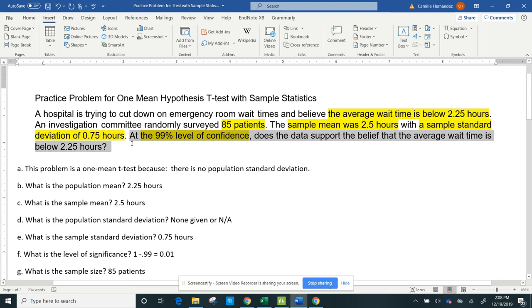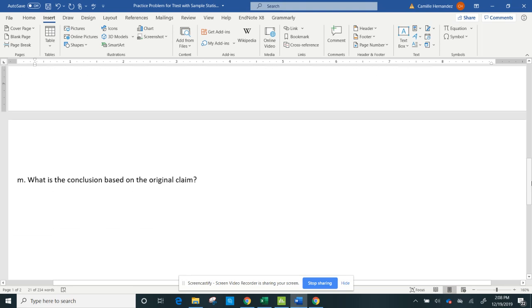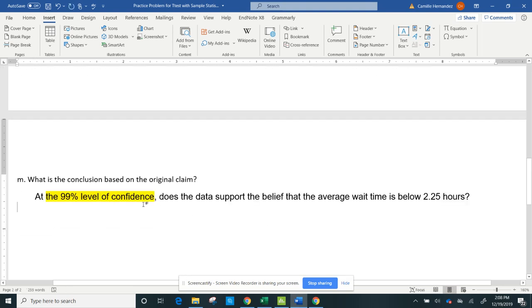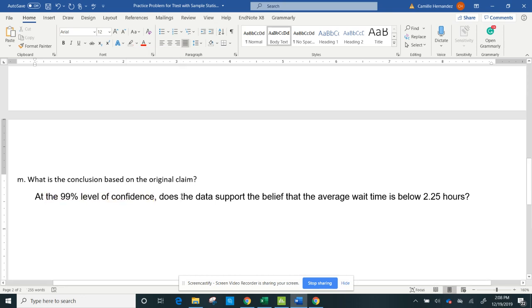I'm going to take this and copy it because I'm going to rework it to make it what I need. So I'm going to go down here. Okay, at the 99% level of confidence, that's how I want to start, because that's how it was given to me in the problem. The data does not support the belief that the average wait time is below 2.25 hours.